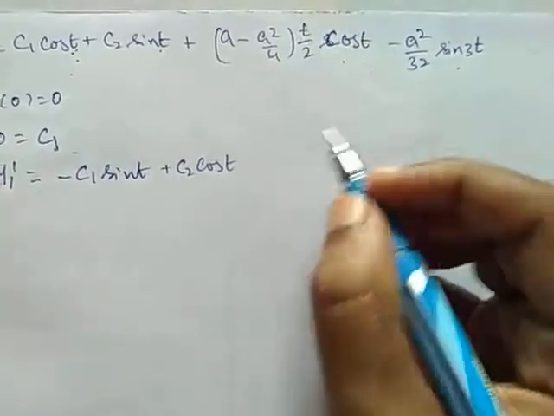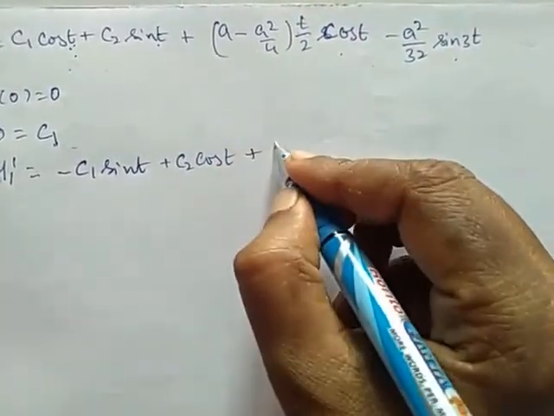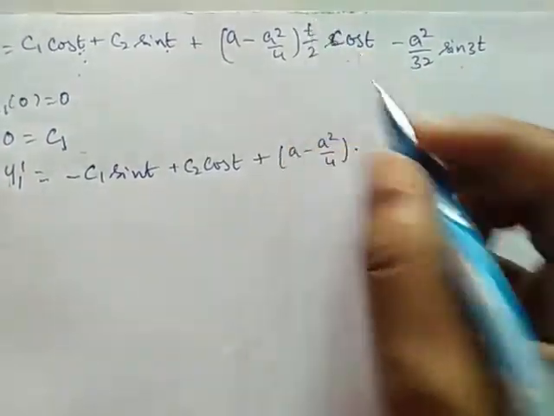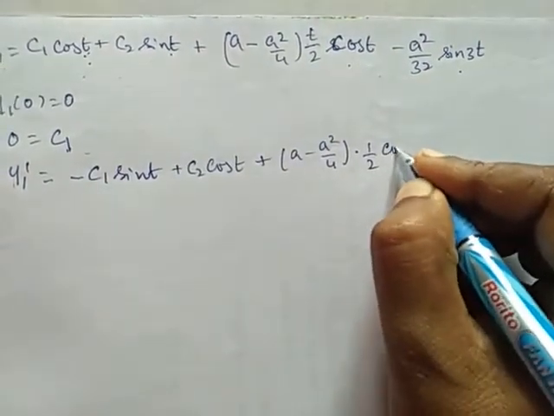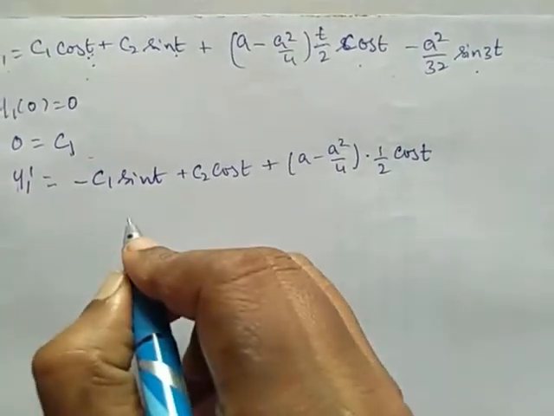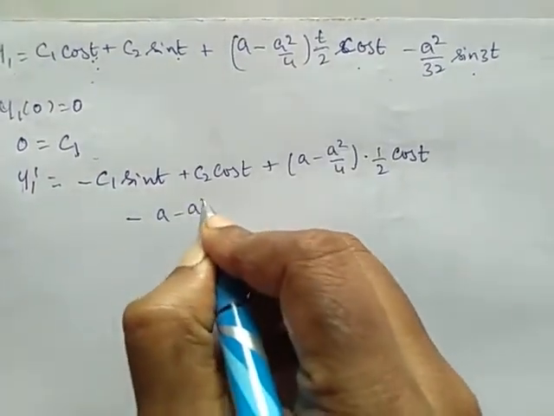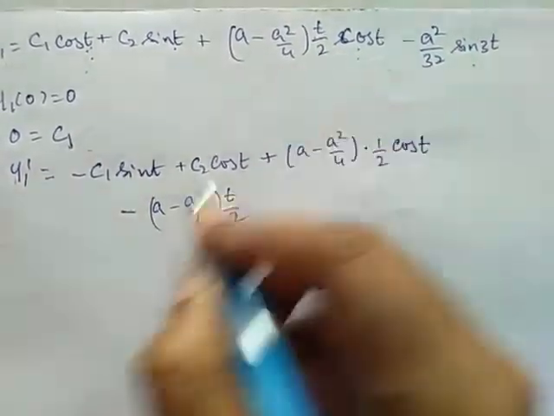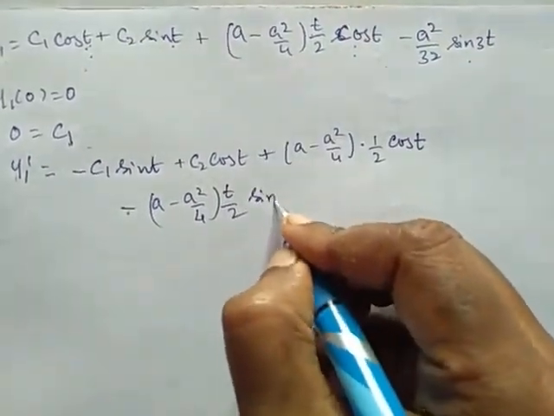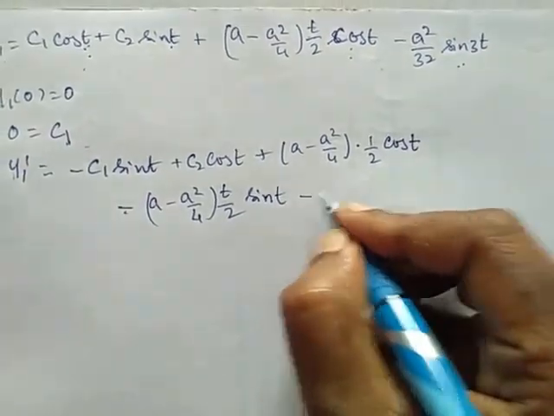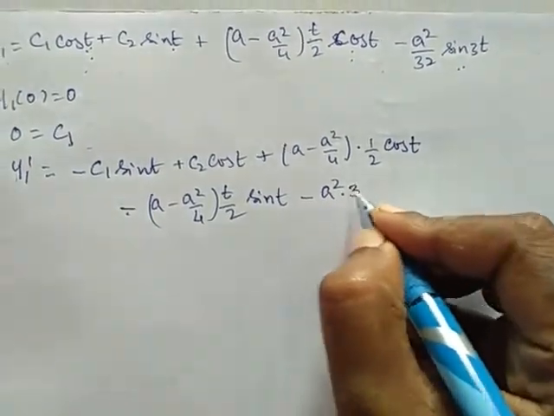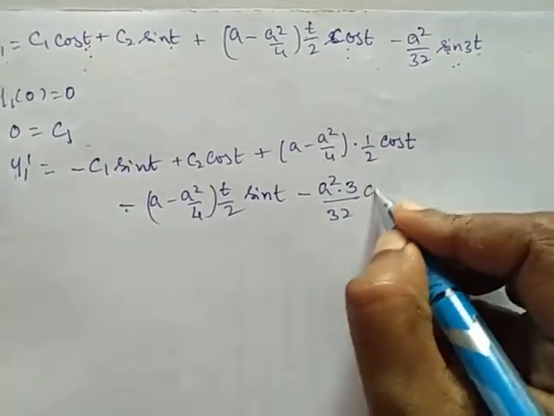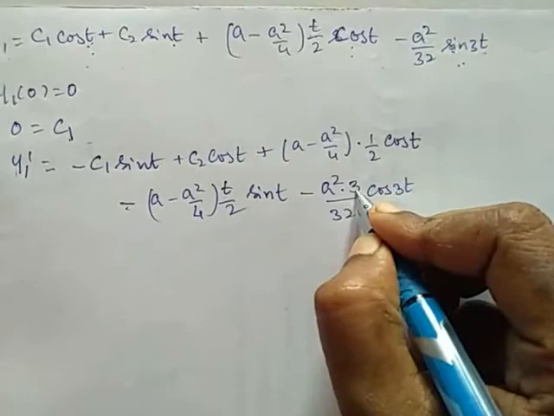Here we have to use the product rule. I'll write a minus a squared by 4, differentiation of t is 1, minus a squared by 4 t by 2, differentiation of cos t is minus sin t. And differentiation of the last term, minus a squared into 3 by 32, differentiation of sin 3t is cos 3t into 3.